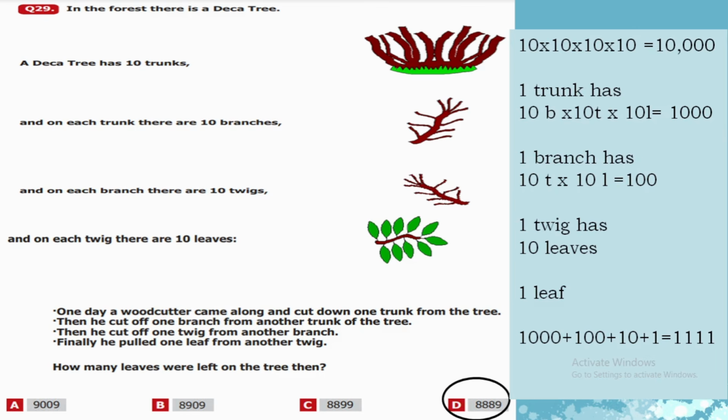So we will subtract it from our total. 10,000 minus 1111. The answer is 8,889, which is option D over here. Question number 30.